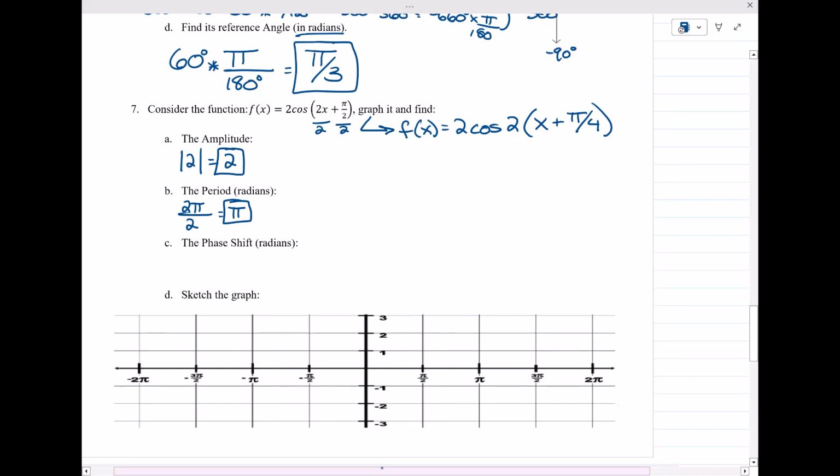To get the phase shift, we look at this part of the graph, and this is telling us to go left pi over 4. So what you're going to do is you're just going to tell me literally left pi over 4.